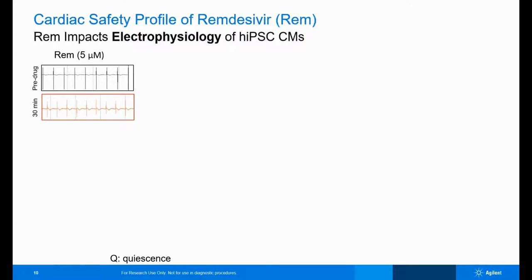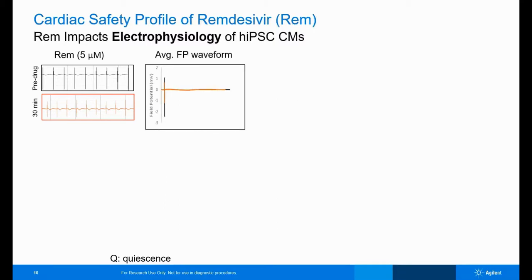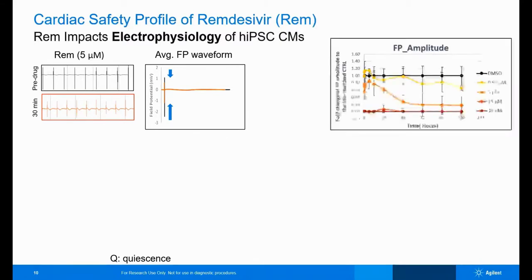Next, I want to discuss the impact of remdesivir on the electrical activity of the cells. These are two representative field potential signals obtained before the drug addition, the black trace, and 30 minutes after drug addition, the orange trace. These individual waveforms within the measurement were further averaged into a single waveform. And it clearly shows that the FP amplitude was significantly reduced by remdesivir. And the time course of FP amplitude also demonstrated that remdesivir reduced FP amplitude in a dose-dependent manner.